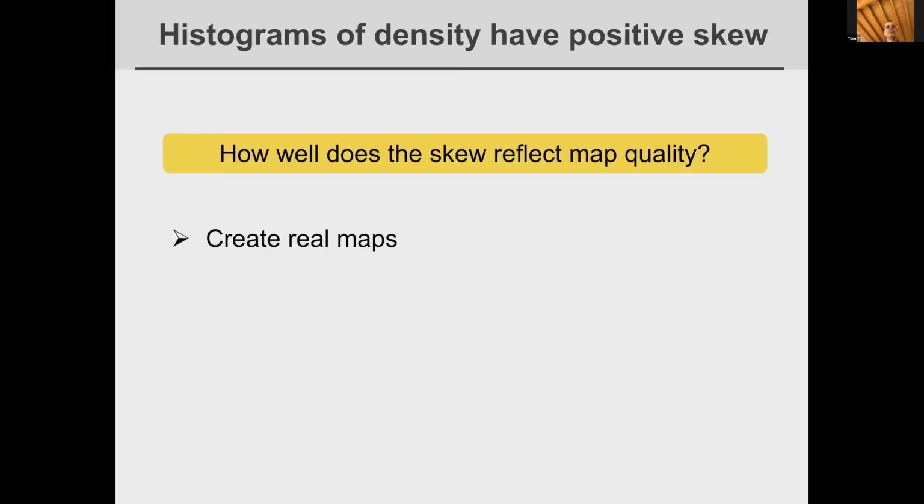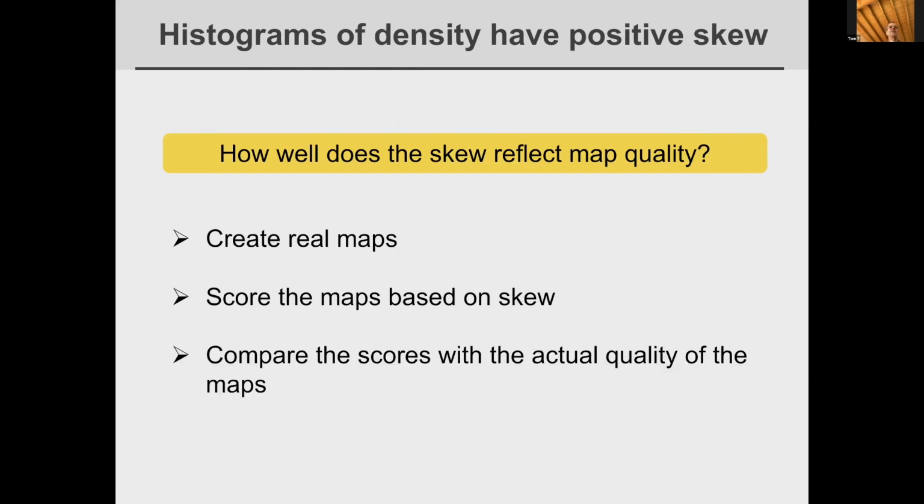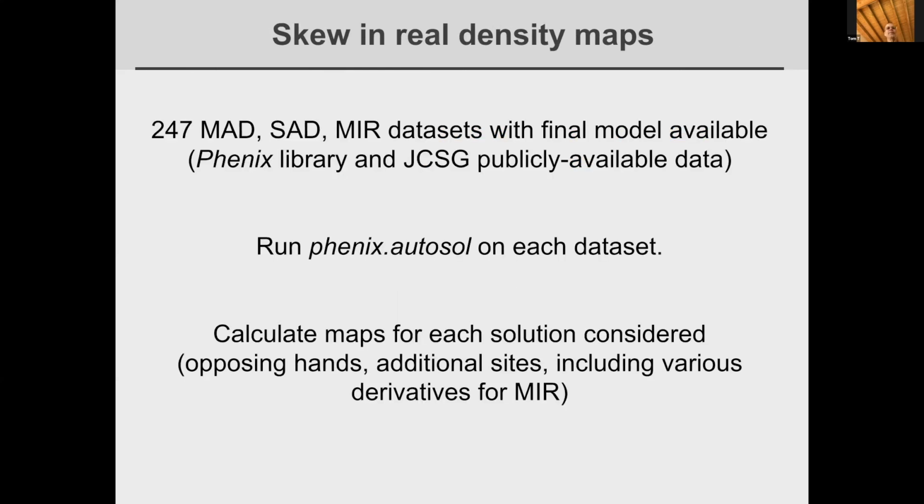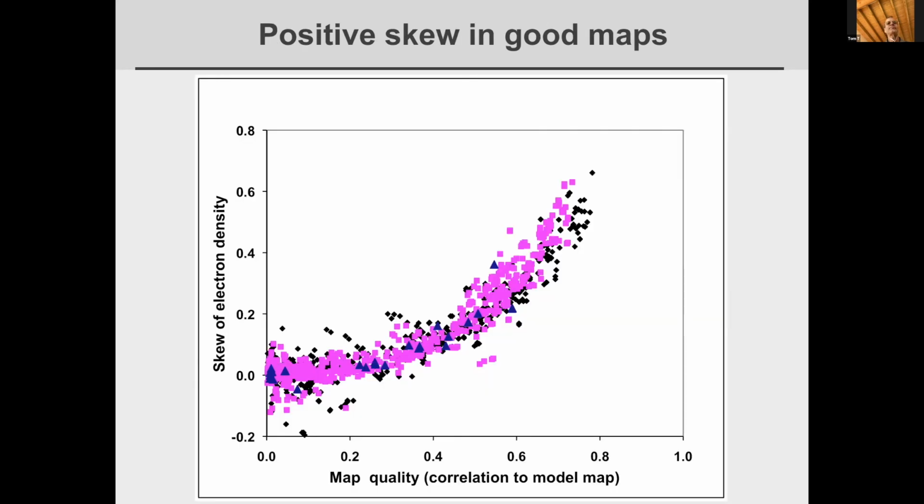yeah, let's scroll through a couple of these actually. We can make real maps and we can score them based on skew to see how well it really works. And the next slide. Then we can run our Autosol on each one, get calculated maps, and evaluate each map with skew. Next slide. And here's our result. The x-axis here is basically how good the map really is. And the y-axis is the skew of the electron density. The colors are different resolutions. And what you can see from it is that maps that are better have a higher skew.